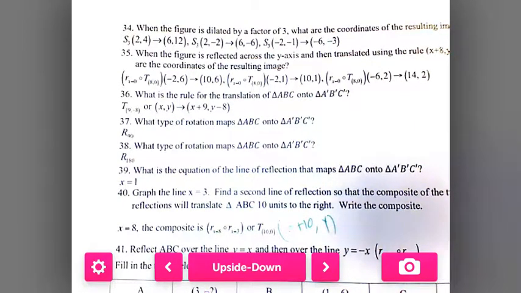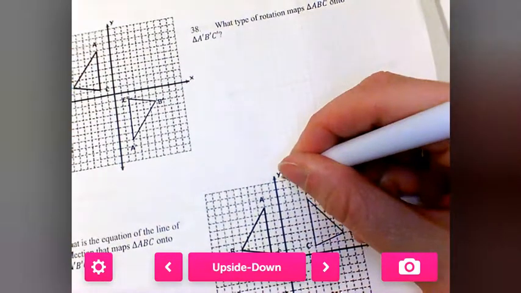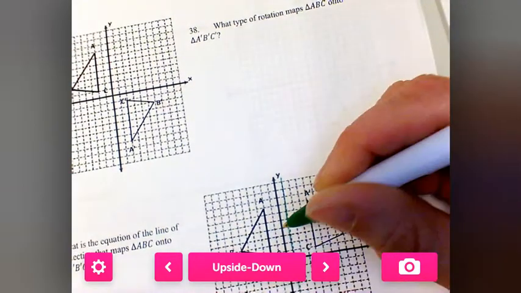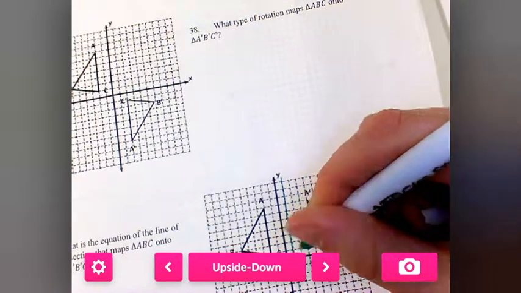Wait, how is that x equals 1? Okay, let's look at 39. If we put x equals 1 right here, remember x goes straight up and down. We are 1, 2, 3 units away for C, and 1, 2, 3 units away for C prime.